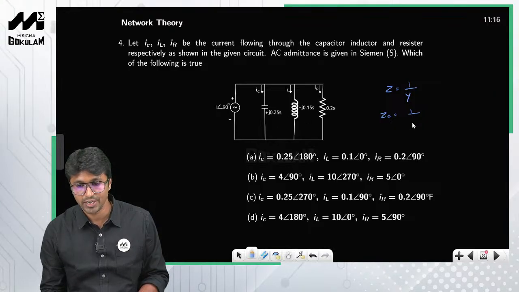Therefore admittance is given as j0.25. So 1 by j I can write as minus j, and 0.25 I can write as 1 by 4. So therefore this becomes minus j4 ohms.